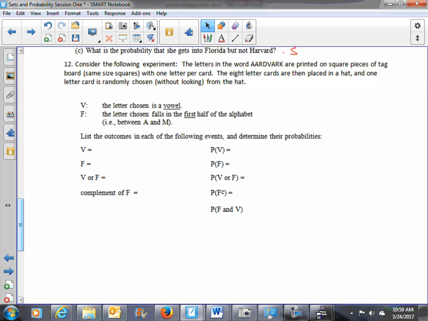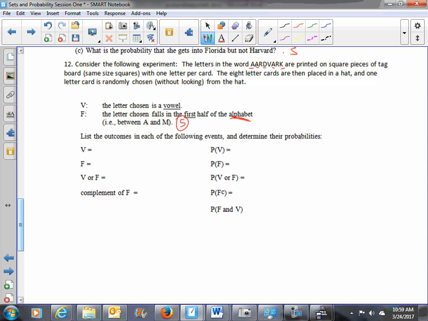Well, let's just take the verbal description here. The letter falls in the first half of the alphabet. Okay. So letters in the first half of the alphabet in aardvark are A, D, A, K. 1, 2, 3, 4, 5. So 5 of the cards are in the first half of the alphabet.